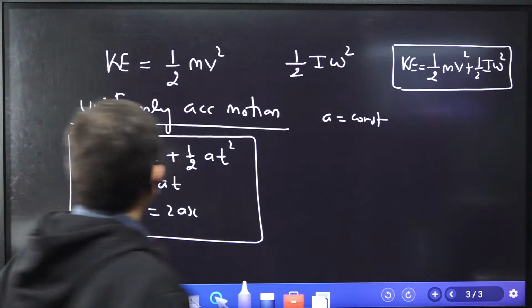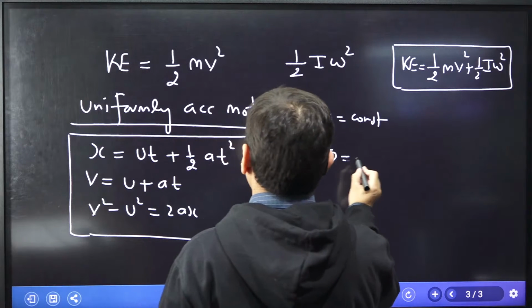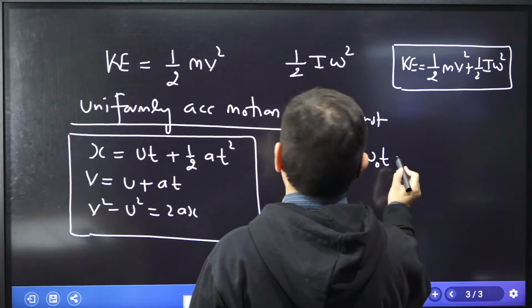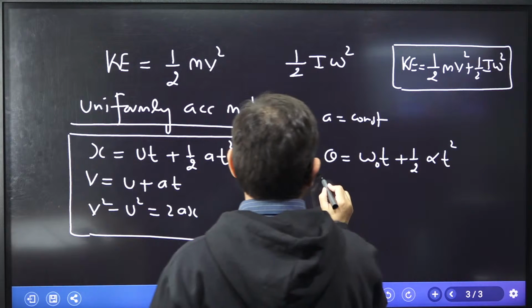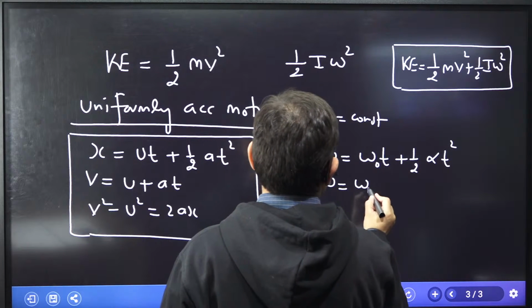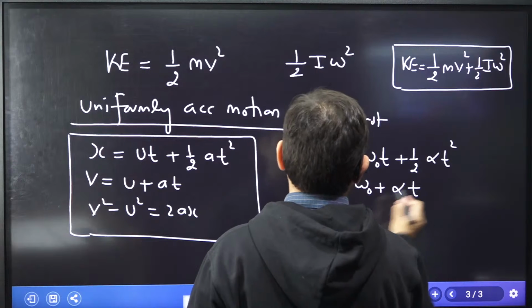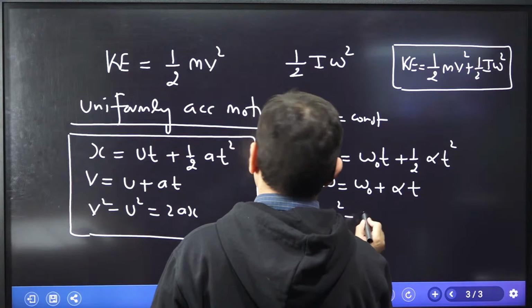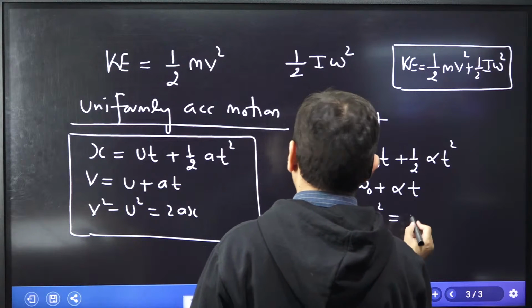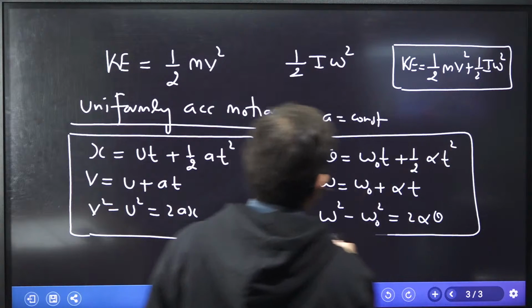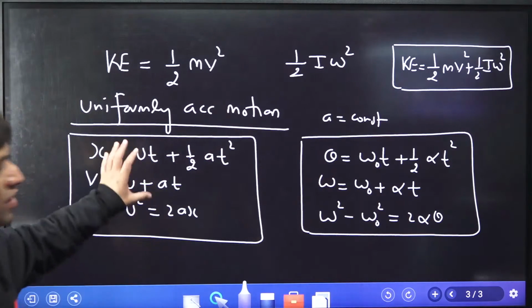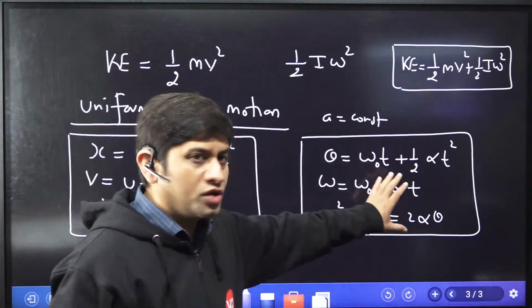And then we come to this side. Theta is equal to omega naught t plus half of alpha t square. Then comes omega is equal to omega naught plus alpha into t. Then comes omega square minus omega naught square is equal to 2 into alpha into theta. So see these two sets of equations. This is for linear motion, and this is for rotational motion.